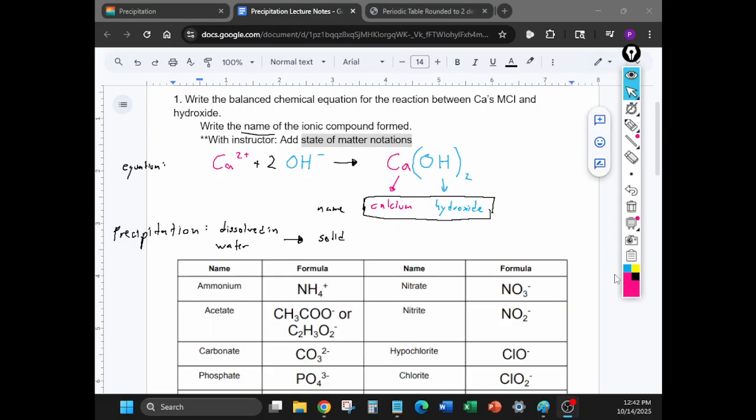So another way to say dissolved in water in chemistry is to call it aqueous. Write this word down, aqueous. It just means it's dissolved in water. A-Q-U-E-O-U-S, aqueous.